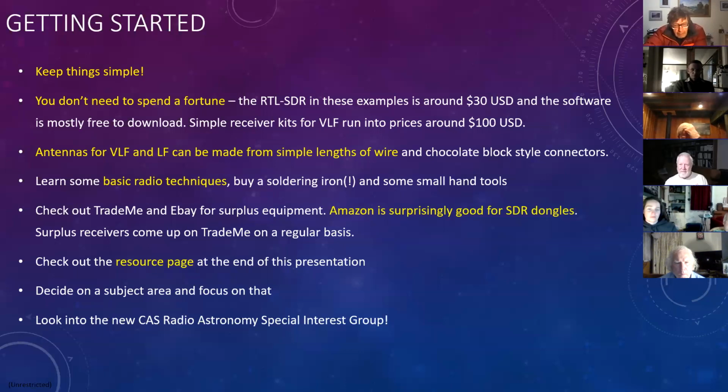Check out Trade Me. Have a look at eBay. There's always surplus equipment on there. Amazon is particularly good for some of this stuff, and I've included some links at the RTL site. You can actually go on to Amazon and buy those receivers. And if you have a look on Trade Me, there's a radio communications section under electronics, and you can find a lot of equipment in there that will help you.